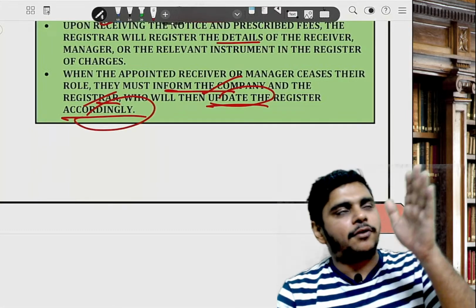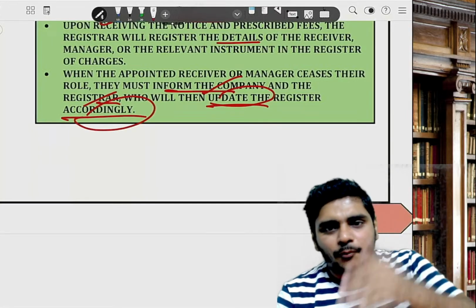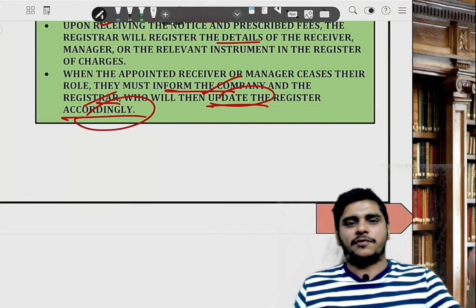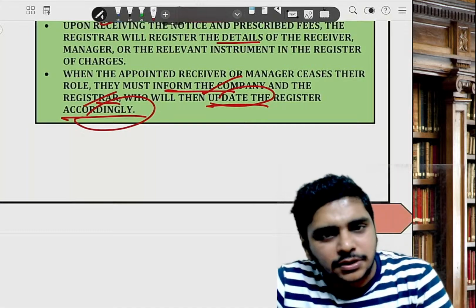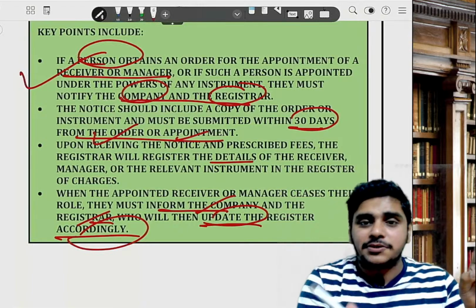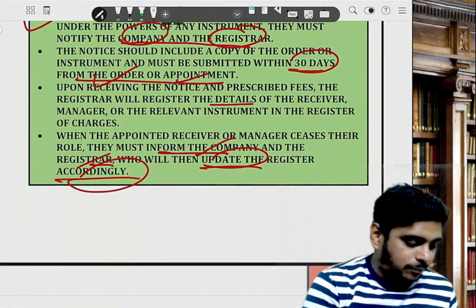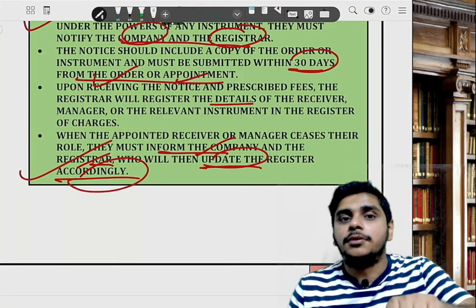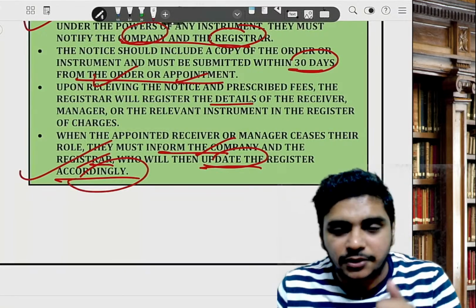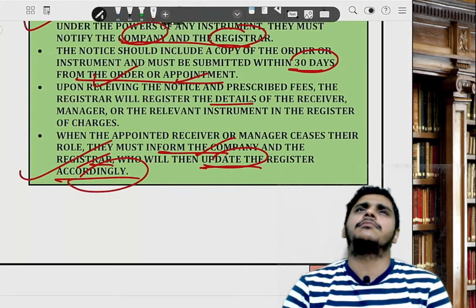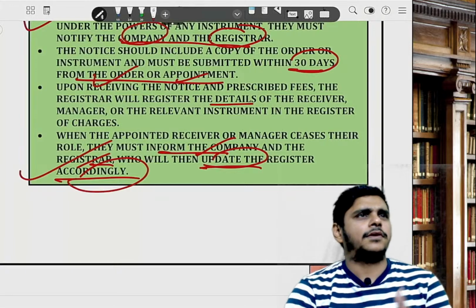So why will he not inform the charge holder? Boss, the charge holder has appointed him, the charge holder has got the money. So he has no duty to inform the charge holder, he will inform the company and the ROC. In the first point, the bank is informing the company and ROC that my receiver is appointed. In the last point, the receiver is informing. The receiver is informing whom? The company and the ROC. Whether you are appointing him or whether the cessation of appointment is happening, it will happen in form number CHG 6 or 7.